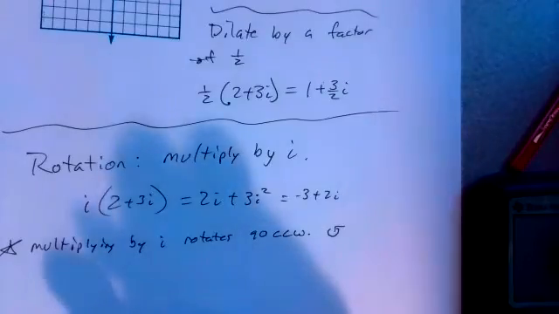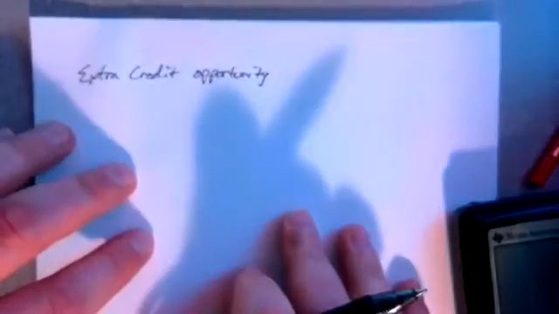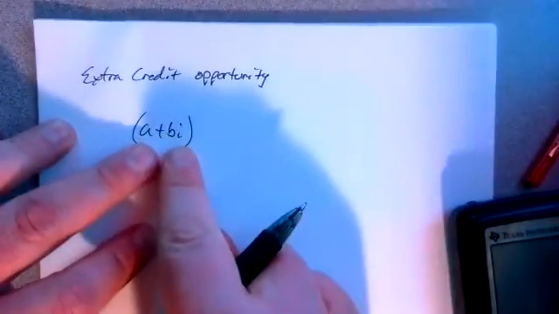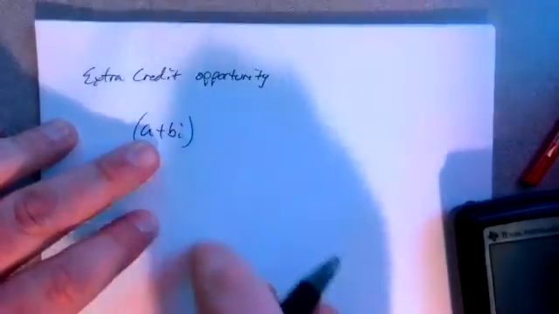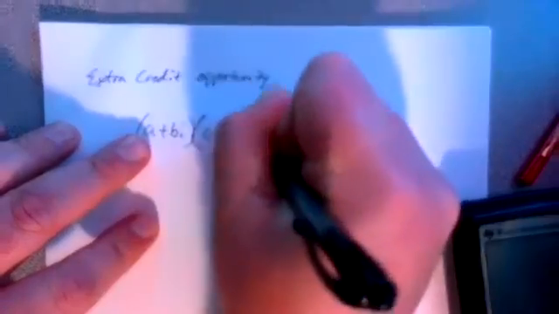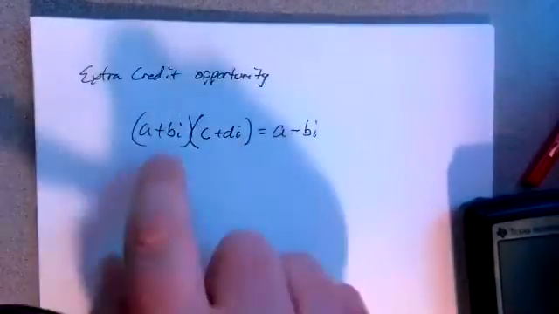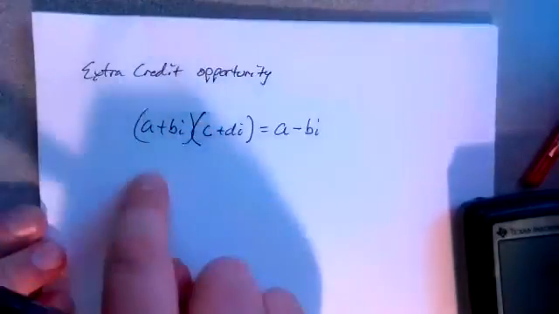Okay, and for those of us that are trying to get some sort of extra credit or whatever, I will say this. Here's your extra credit opportunity. Take any point, a plus bi, any point. I want to reflect it over the x-axis. If I reflect it over the x-axis, then that means that b would be negative. So what c plus di would I have to multiply it by to get a negative bi? So any point times something. All right, so here, extra credit opportunity.